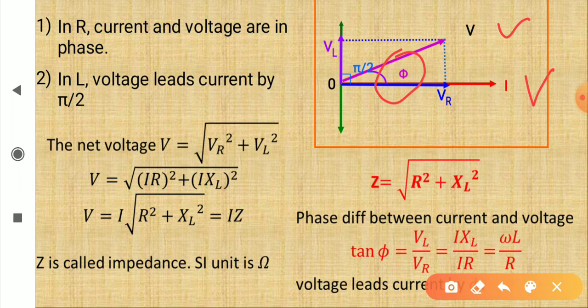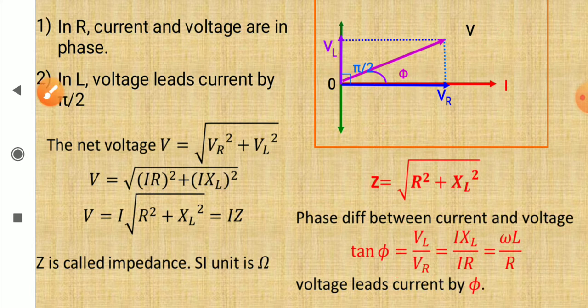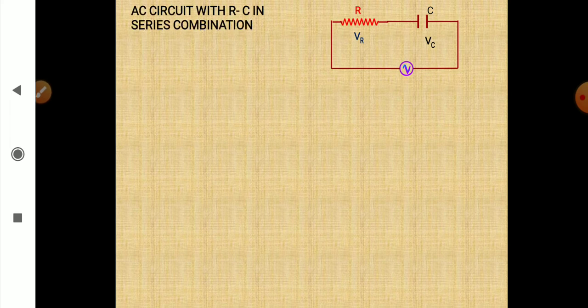So tangent phi will be this upon this, and it is equal to VL upon VR. The value of VL is IXL, VR is IR, I cancelled out. Now XL is omega L upon R. So in this case, the voltage is ahead of current. So voltage is leading the current by this angle phi. So that is the phase difference between current and voltage.